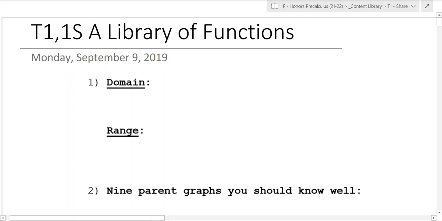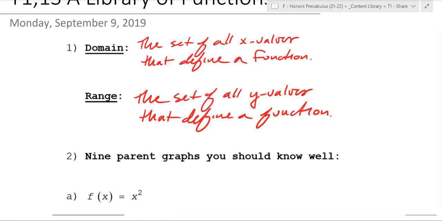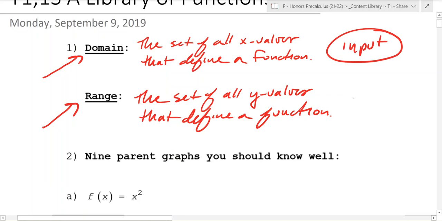We're going to start with two words you might have seen before, domain and range, specifically the domain and range of a function. The written definitions of these two terms that we're going to use are the set of all x values that define a function for domain and the set of all y values that define a function for range. One way to tell them apart is the domain is the set of all input values and the range is the set of all output values.